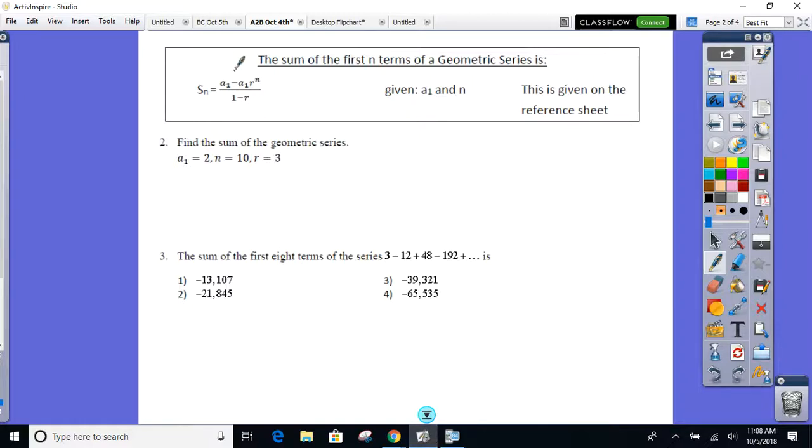Here is the formula. It's on your formula sheet. Locate it for me, please. When you add up all the terms in a geometric sequence, so a geometric series, there it is. So there are 4 formulas in this unit.